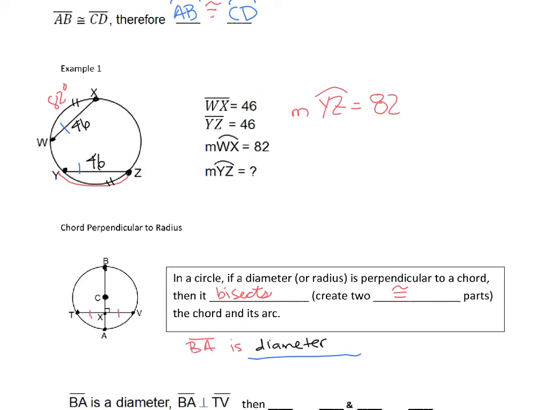Oh, and sorry, I didn't mean to say or write degrees. All right, so now let's talk about chords being perpendicular to a radius or even chords being perpendicular to a diameter. What happens?